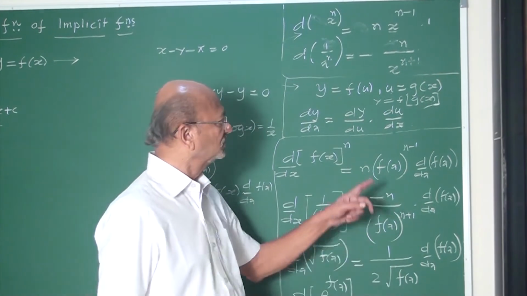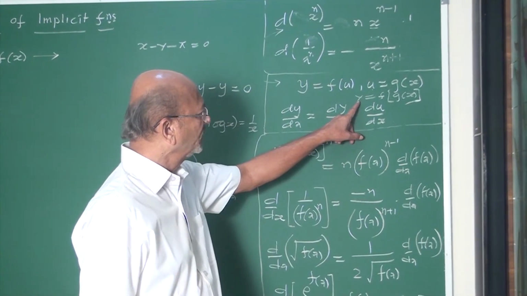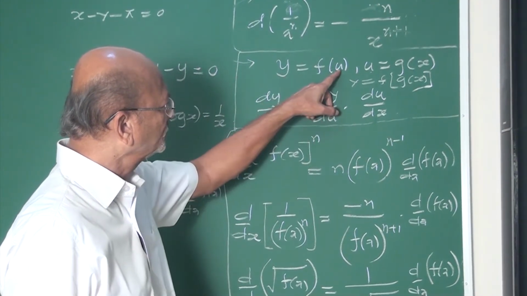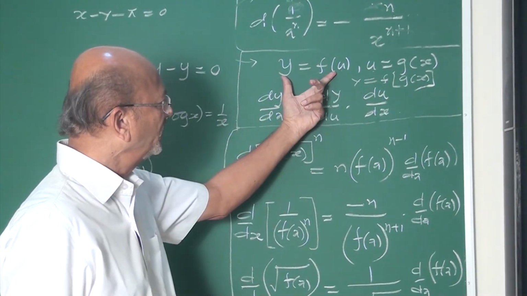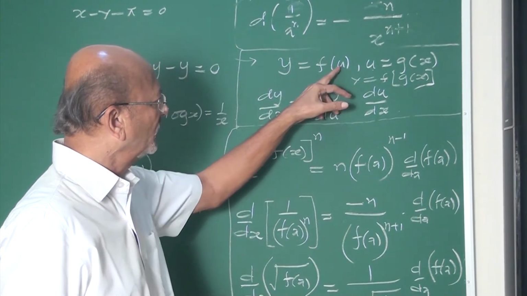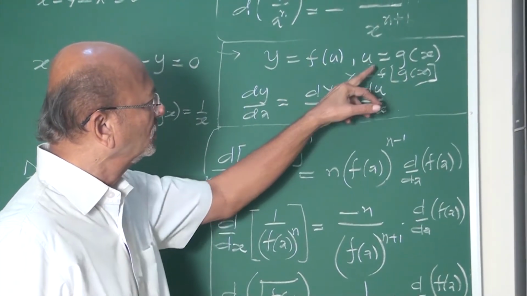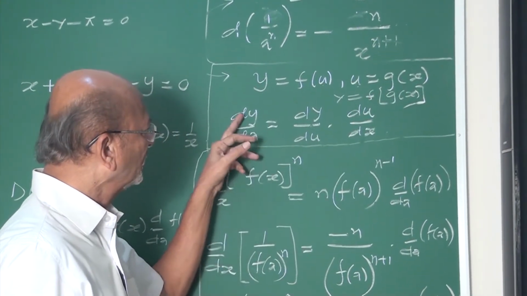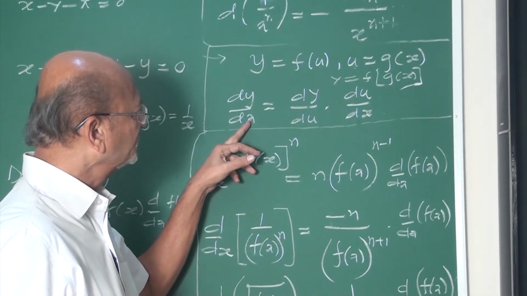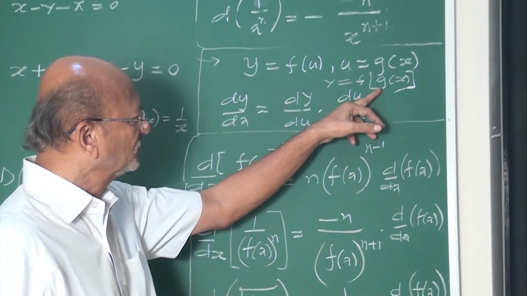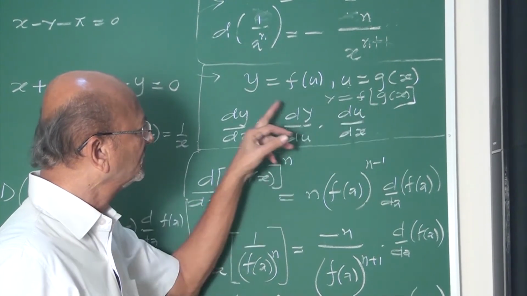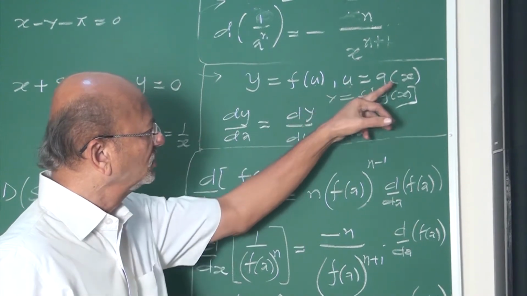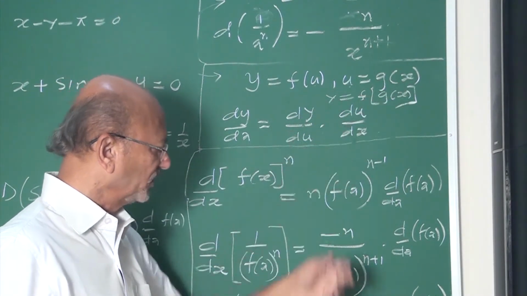What is that chain rule? In this case, the derivative of y with respect to x: first differentiate y with respect to u. Why, my friends? y is a function of u. So differentiate y with respect to u, into u with respect to x, as u is a function of x. Now, derivative of y with respect to x in case of composite function: first you have to differentiate y in terms of what? u. Then u with respect to what? x. It is the chain rule, my friends.